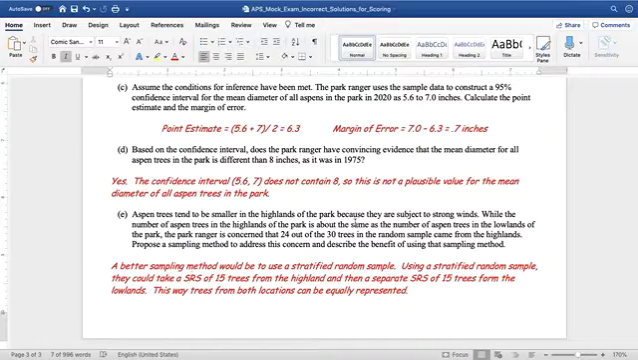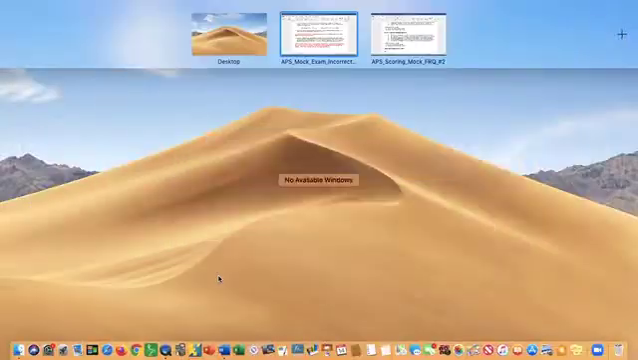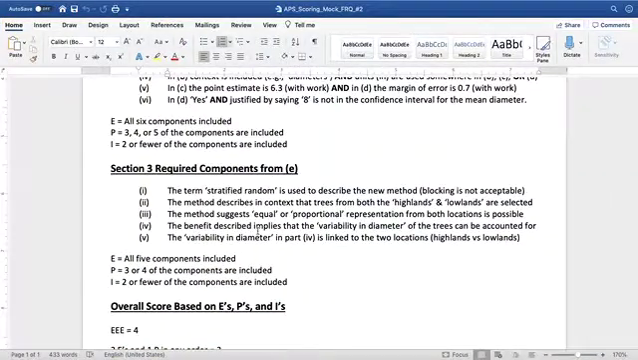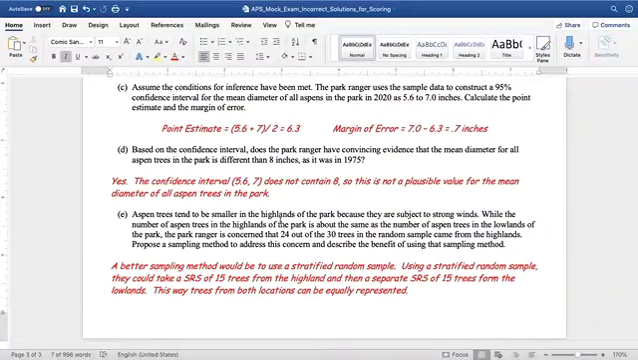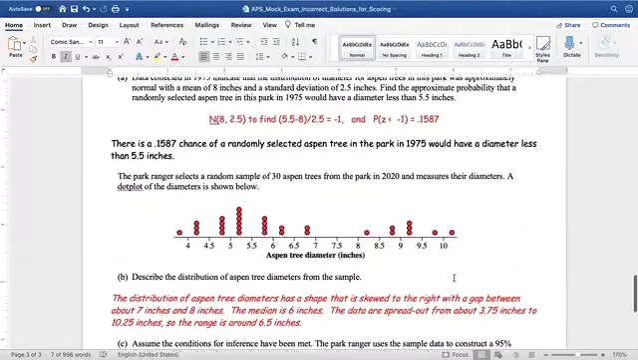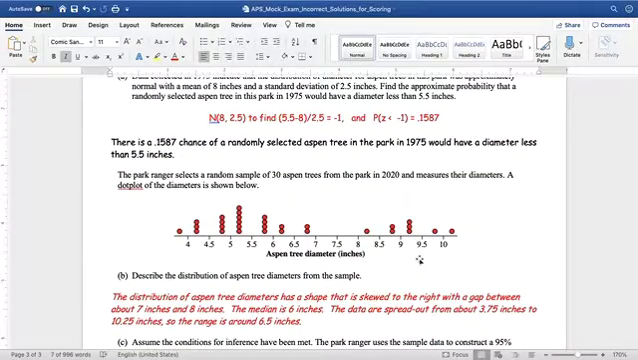Now, something to think about, it says here that the number of aspen trees is about the same from both locations. So when you are randomly selecting, it is advisable that you should use a similar number of trees randomly selected from both groups. So continuing on now, that was component number 3. The method suggests equal or proportional representation from both locations. So here, component number 3 is satisfied because we're taking an SRS of 15 from the highlands and 15 from the lowlands. Why 15? Well, 15 and 15 makes 30, and the original question was about a sample size of 30.